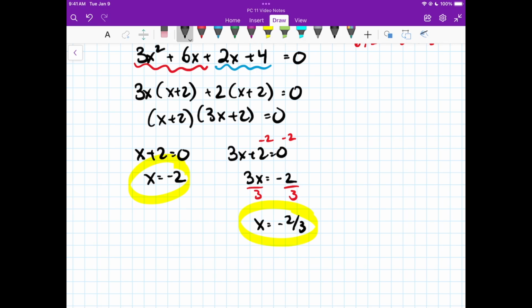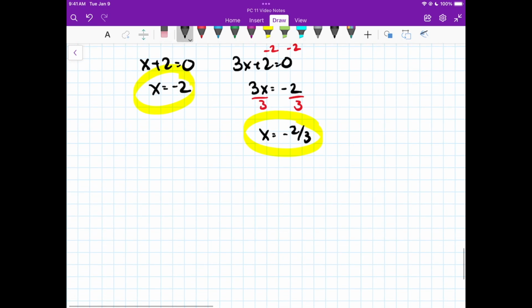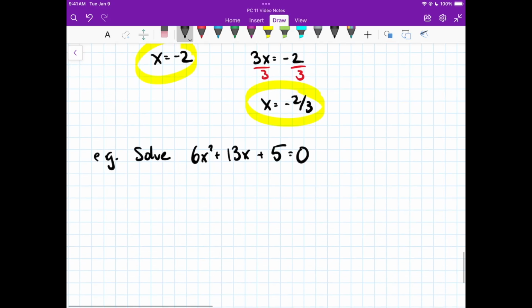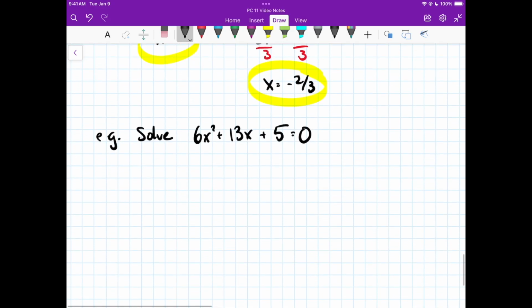All right, one last one of these for you to try on your own. So you're going to solve 6x squared plus 13x plus 5 equals 0. So run through the whole process. You should end up, I'll tell you right now, with a couple of fractions as your answers. So if you get there, know what you're getting into. Pause the video for a sec, come back once you're done, and let's see how you did.